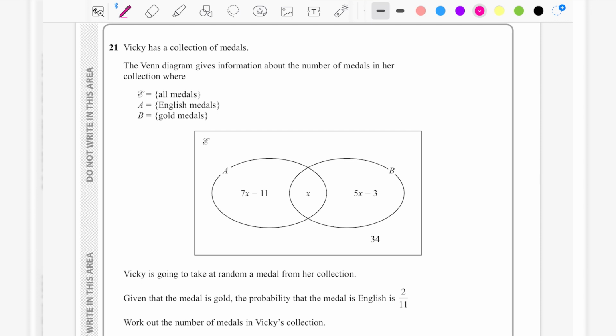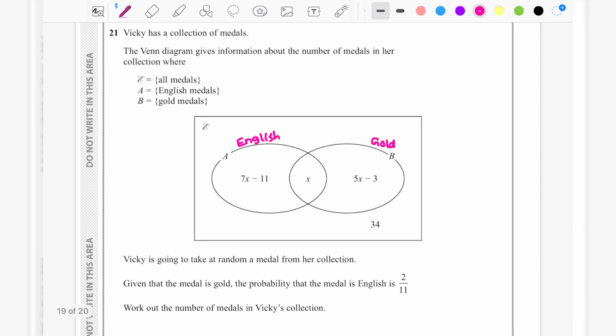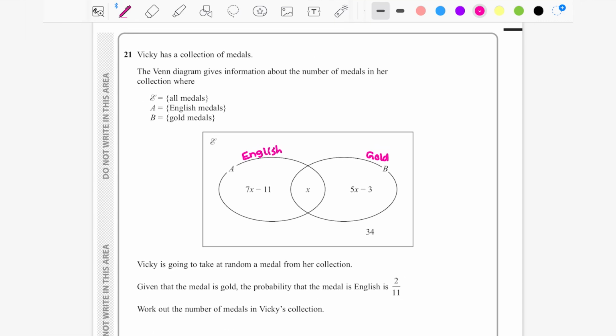Okay, this is a lovely Venn diagram question. So Vicky has a collection of medals. The Venn diagram gives information about the number of medals in her collection. So A is English medal, so this is English. B is gold, so this side is gold. Then it says that Vicky is going to take at random a medal from her collection. Given that, this isn't just any word, this is a given that, okay? This is really important in probabilities, Venn diagrams and all of that.